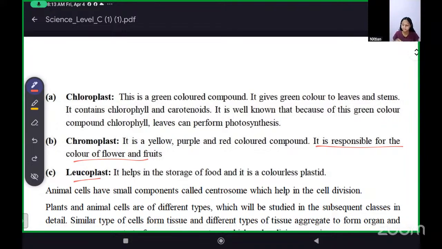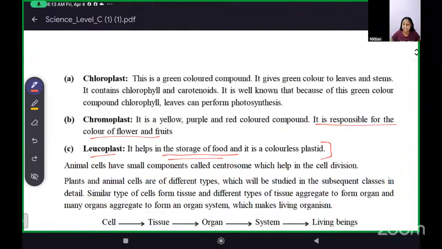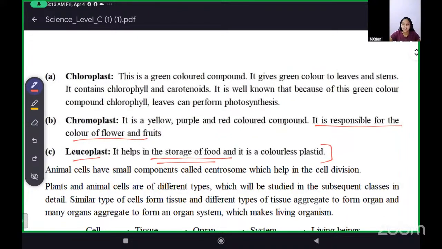Then comes another type of plastid known as leucoplast. Okay, now what does leucoplast do? It helps in the storage of food inside the plant. Okay, and it is colorless. Chloroplast is green, chromoplast is yellow, purple, and red, but leucoplast is colorless, because it doesn't have any function of coloring. It has the function of storing.